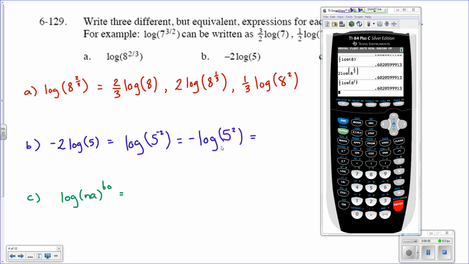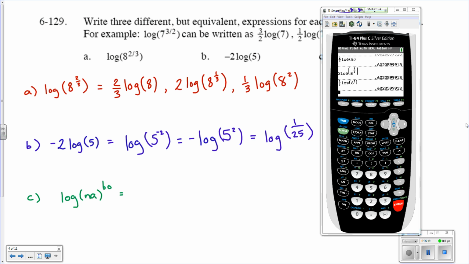And then if we have 5 to the -2nd power, we could also rewrite that as log of 1 over 5 squared, or 1 over 25. So that's another possibility. That's 3. There are several more that you could build off of right there with this one.